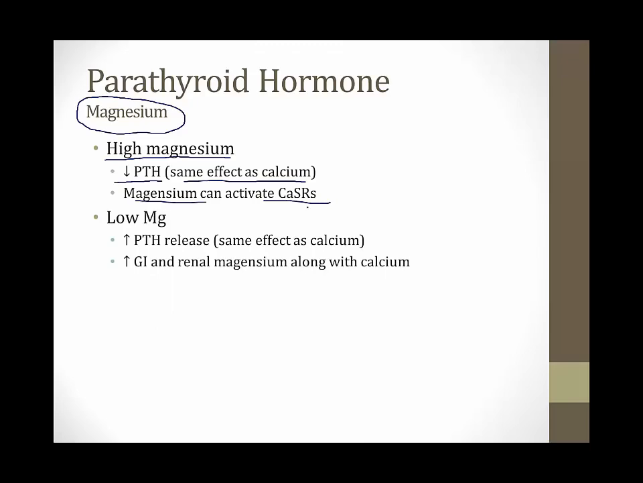just like calcium can. Conversely, a low magnesium level will lead to an increase in the amount of parathyroid hormone released by the glands. This is also the same effect as calcium, and this will lead to increased GI and renal magnesium absorption along with calcium, and this will help to maintain the calcium level in the plasma.